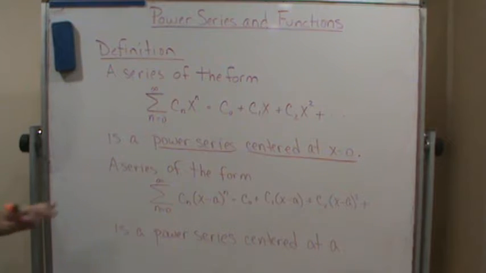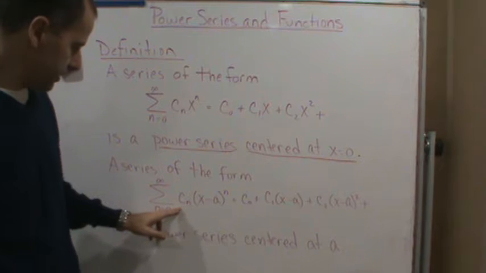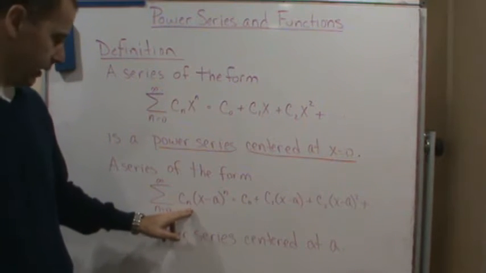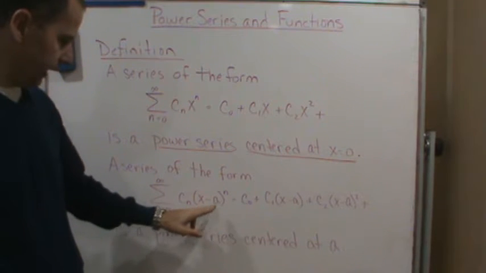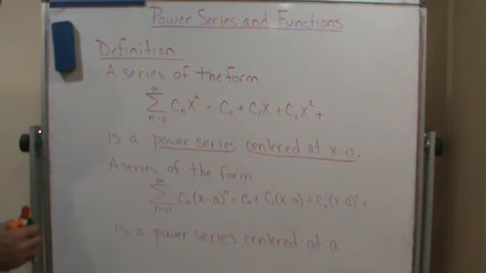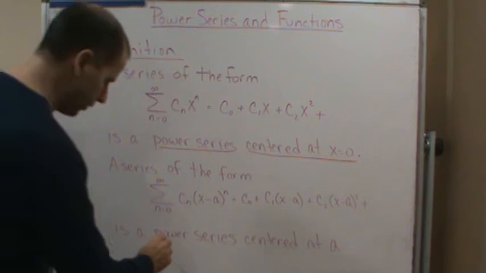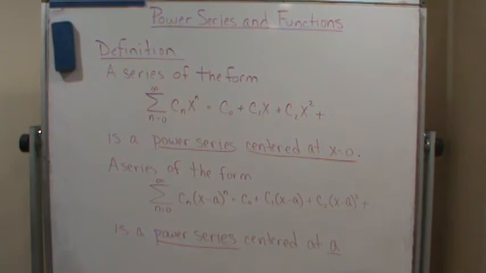Now a series of this form, notice again we have the constants, c sub n, these are the coefficients, and then we have the variable x, and we have another constant, a real number a. We would say that this is also a power series, but this one is centered at x equals a. So we would say it's centered at a. We'll look at this a little more closely later on.